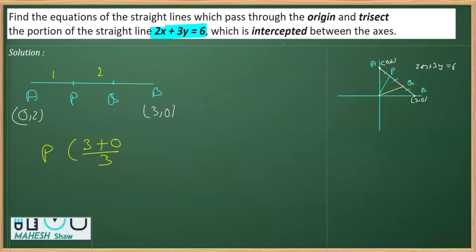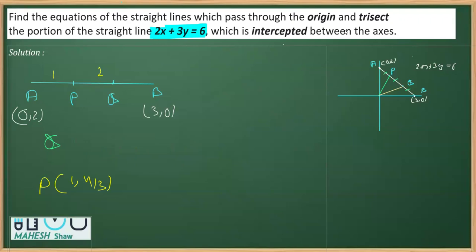Now, similarly, I can obtain its Y coordinate, which is m1 y2, which is 0, plus m2 y1, which is 4, over m1 plus m2. So the coordinate of P is coming as 3 by 3, which is 1, and this is 0 plus 4, that is 4 by 3.